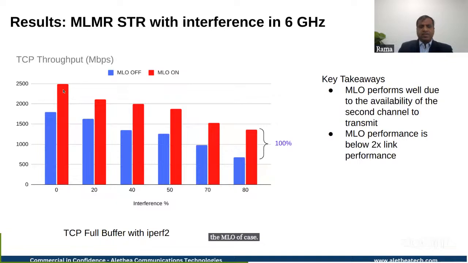And you can clearly see that as you increase interference, the MLO performance is better and becomes far better than the MLO off performance. So even though the difference here is not 100%, by the time it has reached the 80% interference level, this is double the MLO off case. So full credit to the MLMR STR. In this case, we do get the required throughput or higher throughput as predicted by the design.